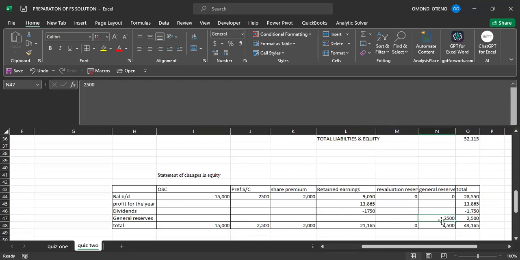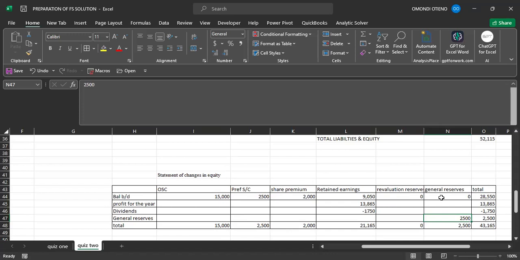So can somebody help me here? Remember, under general reserves, we took 2,500, right? To general reserves. Where was it coming from? Somebody is not following what we are doing. Where is this 2,500 coming from?